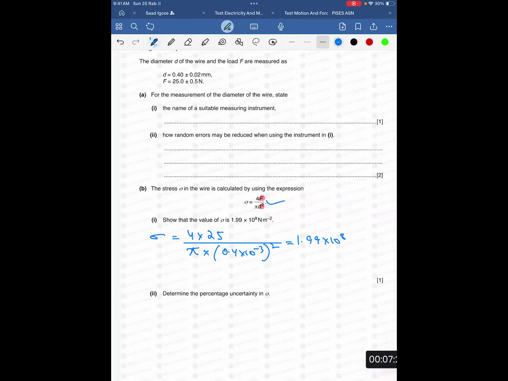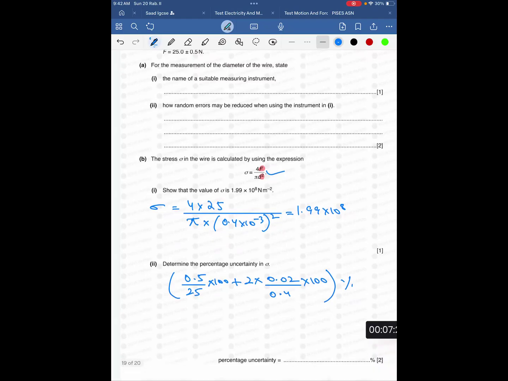So for the percentage of f, 0.5 upon 25 multiplied by 100. This is the percentage of f, plus 2 times, because d has a square, 2 times 0.02 upon 0.4 multiplied by 100. This will get us the percentage uncertainty in the value of sigma. So what is the answer? 12%. 12% is the answer.